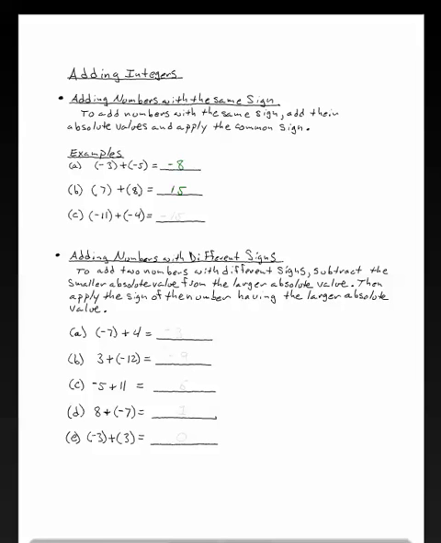Example C says -11 plus -4. Both of our numbers are negative, so they have the same sign, which means we should add and apply the common sign. 11 plus 4 is 15. And since both of our numbers are negative, our answer should be negative.